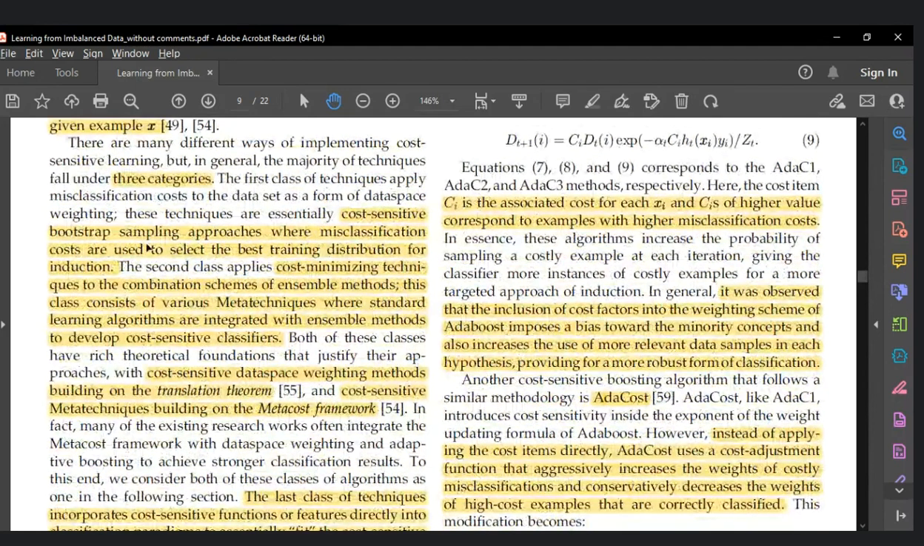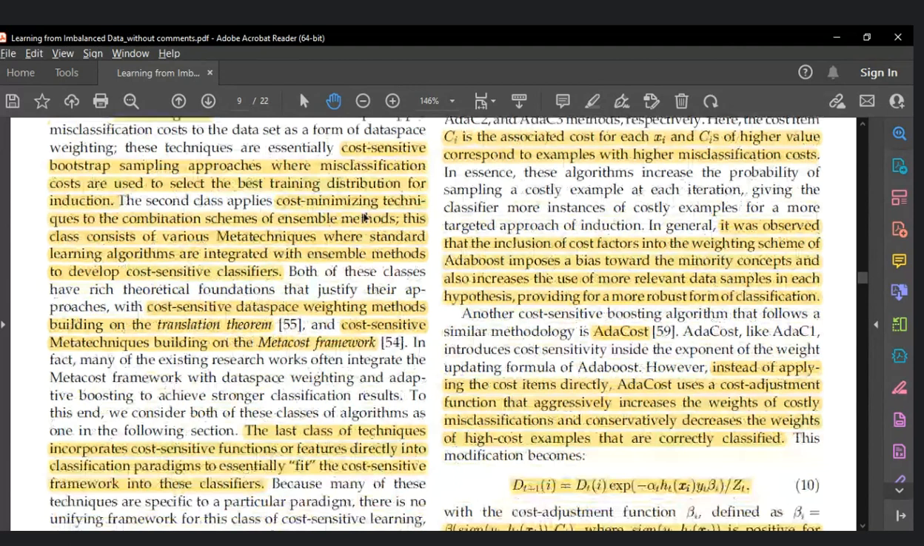It's a cost-sensitive bootstrap sampling approach. Again, same principle as bootstrapping decision trees, but in this case you're playing with the cost function, where misclassification costs are used to select the best training distribution for induction. The second approach is about cost minimizing techniques for the combination schemes of ensemble models. So this one is saying that you're creating multiple models and then ensembling, combining them later.